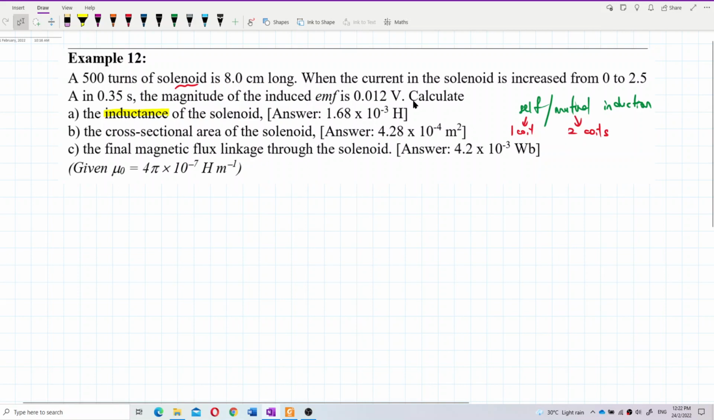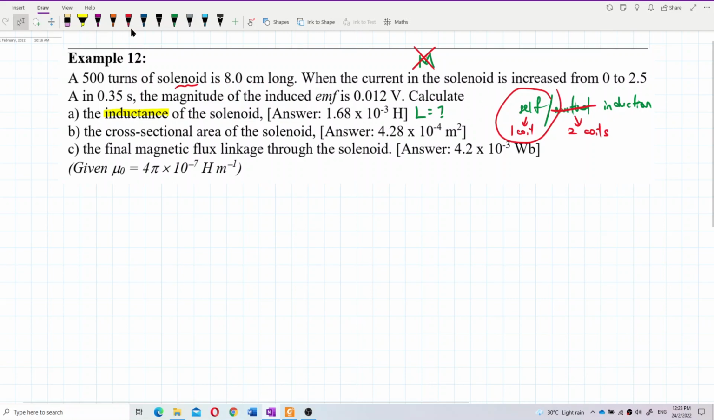So it's not about mutual induction. It's about self-induction only, because we only have one coil or one solenoid. So the symbol for this inductance is L, not M. It's not mutual induction because only one solenoid is involved. There are no two solenoids, just one coil.